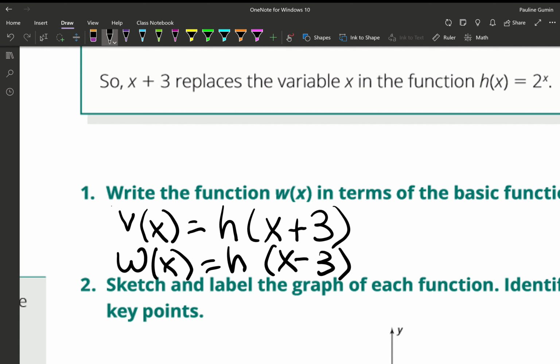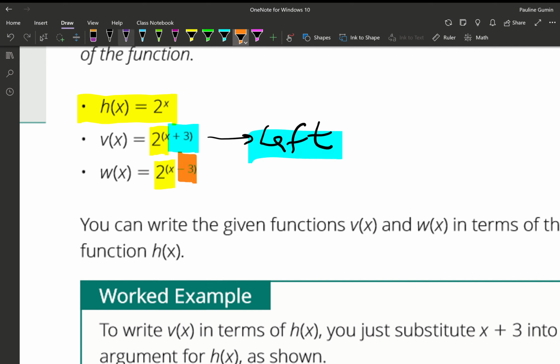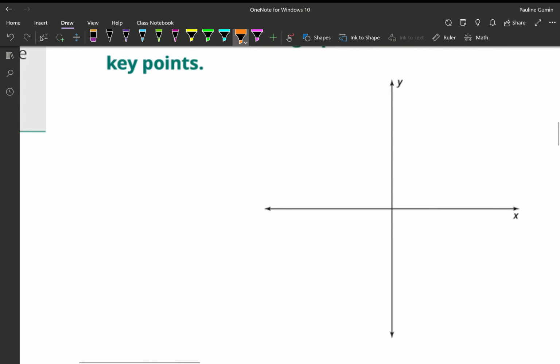Why is it inside? Well, that's because the plus and minus are inside the parentheses of the exponent. When we did up and down, we had something outside. This one is inside. Now, on the calculator, we graphed v of x, and we saw that this plus 3 actually moved us left. And we saw that this minus 3 moved us to the right, which is so counterintuitive, but it's consistent. In all of math, a plus moves you to the left, a minus moves you to the right.